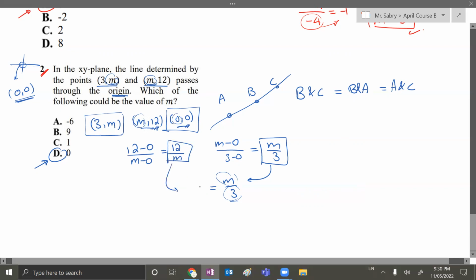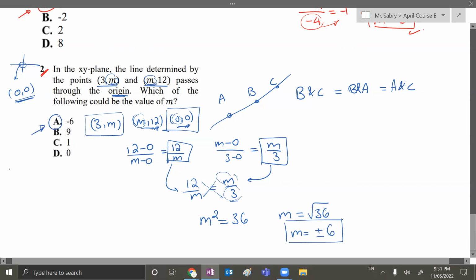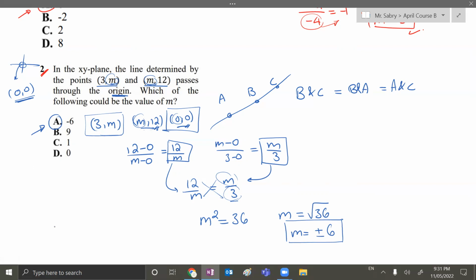This is the slope that should be equal to the other one, 12 over m. So now I'll have to cross multiply, which will give me m squared equals 3 times 12, which is 36. So m must be equal to root 36. And the root of any number is positive or negative the answer, which is 6. So that's why the answer here is negative 6. The answer is A, but not D. You see the mistake that I made here? Does that make sense? Yes or no, please? Or are you confused?